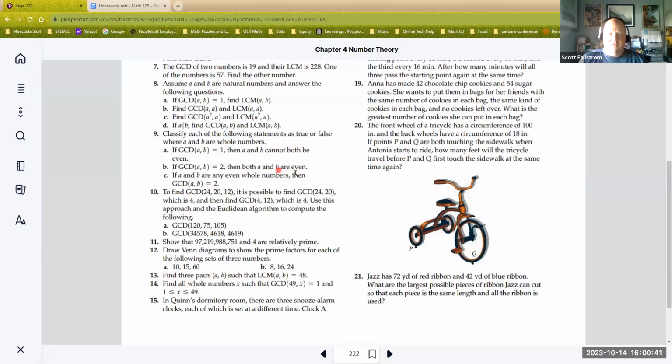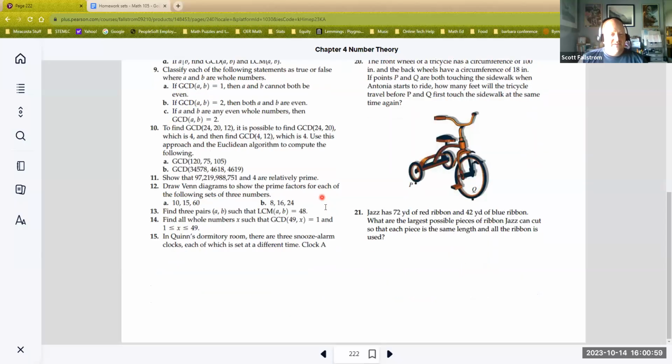I wonder about that, right? If A and B are any even whole numbers, then the GCD has to equal 2. So if the GCD is 2, that makes them even numbers. If they are even numbers, does the GCD have to be 2? So what an interesting question, and one that I will leave to you. Let's see here. What else do we have?